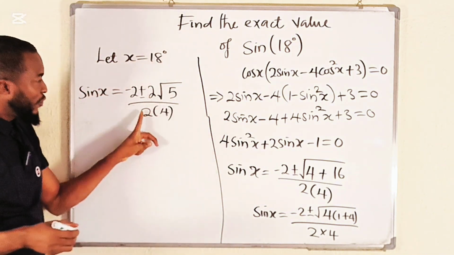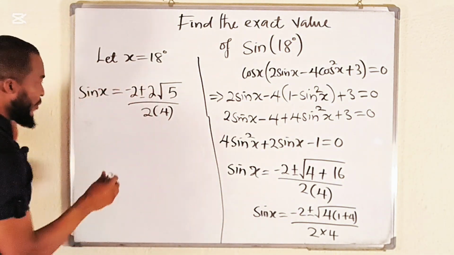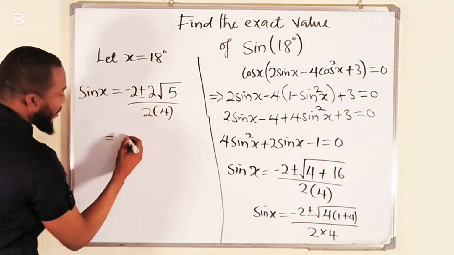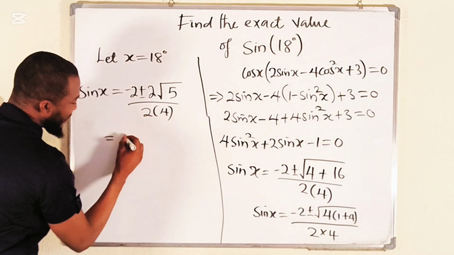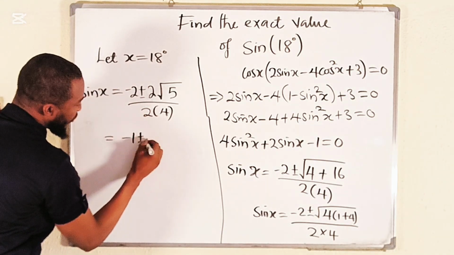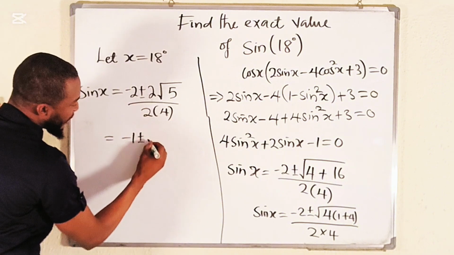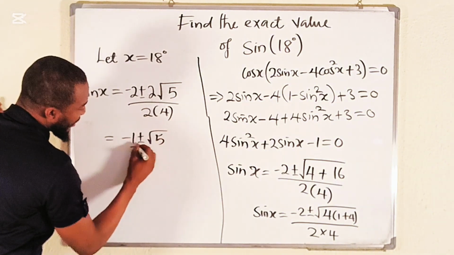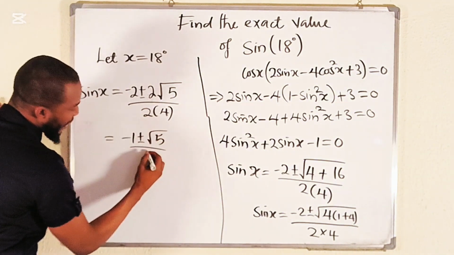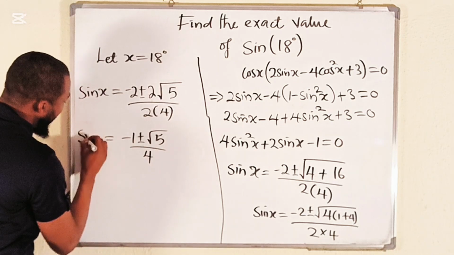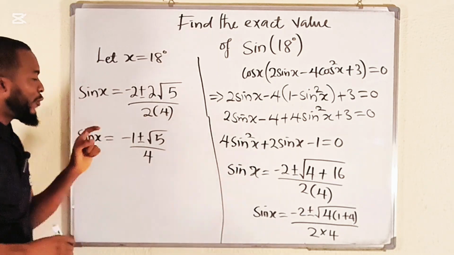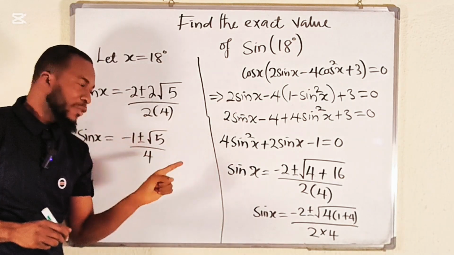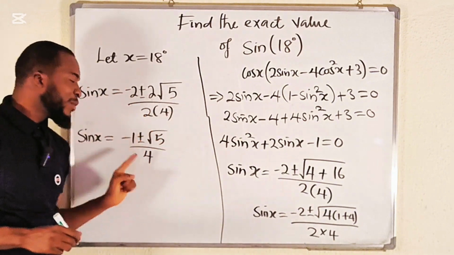So we can use this 2 to cancel these two 2's. This is equal to 2 divided by 2 is 1, but this is negative 2, which is negative 1. Plus or minus 2 divided by 2 is 1. So we have square root of 5 here. And 2 will cancel this. We have only 4 here. So sine x is equal to minus 1 plus or minus square root of 5, divided by 4.